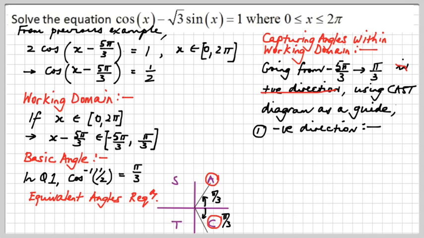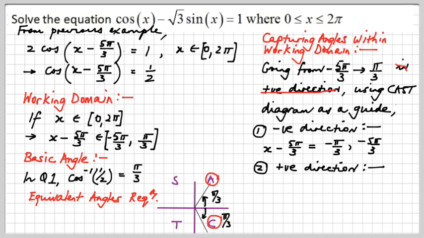Using the CAST diagram as a guide, now the negative direction means we've got to go negative. So we're going to go from here right around in the negative direction till we get to minus 5 pi on 3, which incidentally is there. On the journey we capture this one, boom, got one, minus 5 pi on 3, keep going, boom, got another one, minus 5 pi on 3. If we go any further we're out of range, so it looks like we're capturing two solutions in the negative direction. Yes? Good.